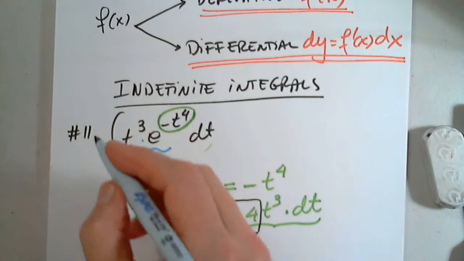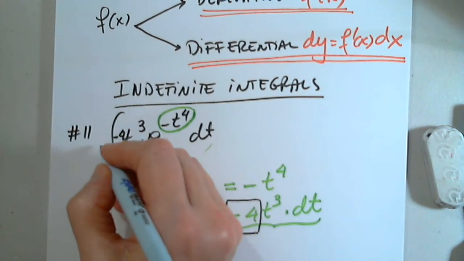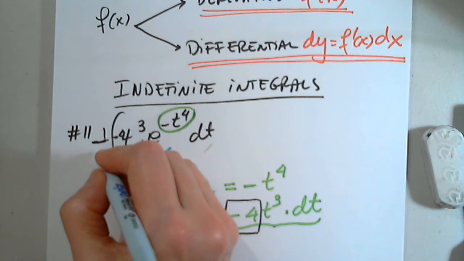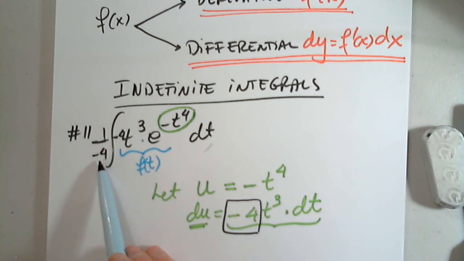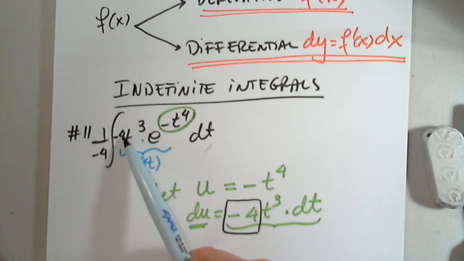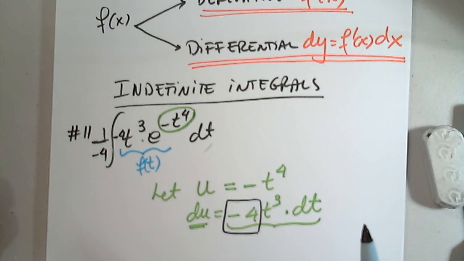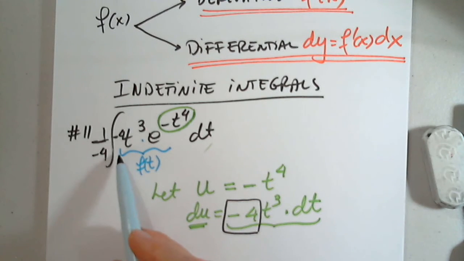How come? I'm going to multiply by negative 4 and divide by negative 4. Nothing happened. If I multiply by negative 4 and divide by negative 4, I have 1. So the problem hasn't changed. The function hasn't changed. But why did I choose negative 4? Because of this. So negative 4 is there.